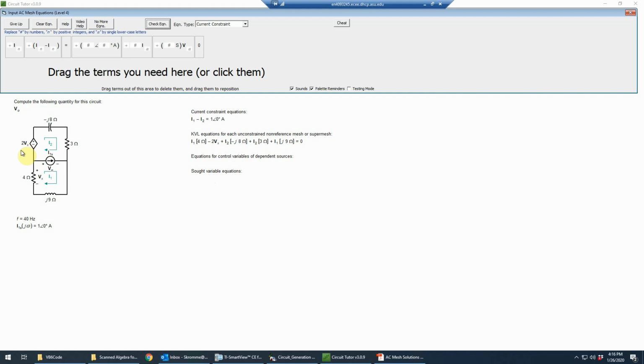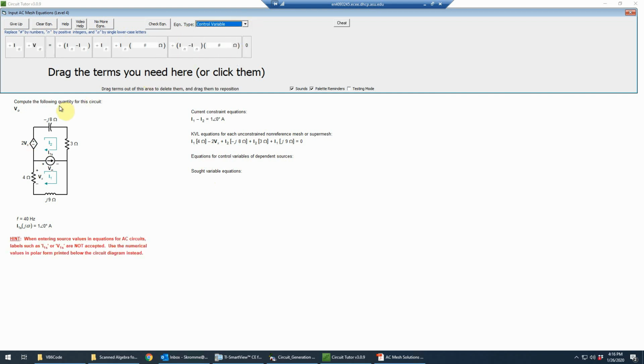Next, let's do the control variable equation for the voltage controlled voltage source here with a dimensionless gain of 2. So we'll select control variable equation, and the control variable here is Vx. Remember, the output value of the source is 2Vx, or in other words, Vx is doubled on the output. So we'll select writing an equation here for Vx, and we'll fill in the x there. Remember, the alpha indicates that you're supposed to fill that in with an alphabetical character.